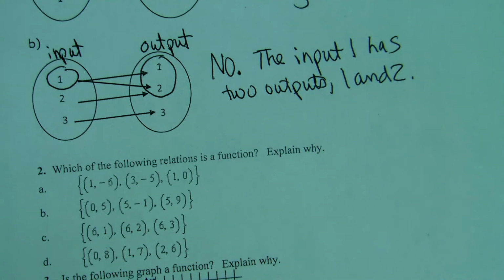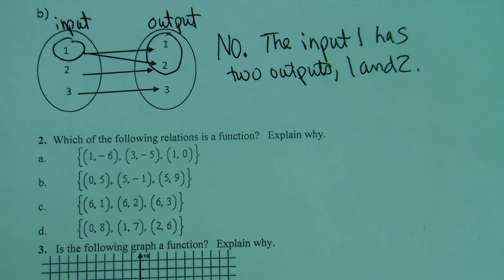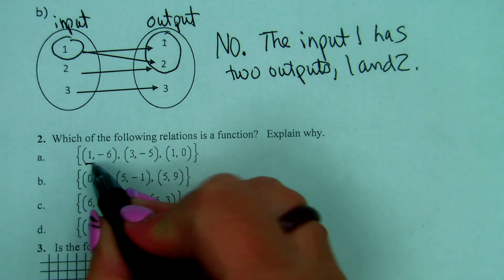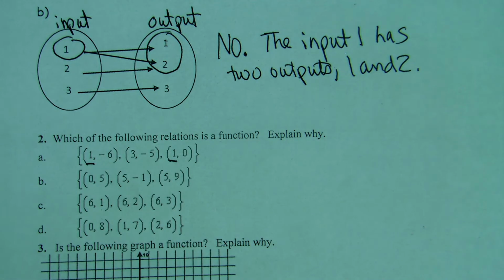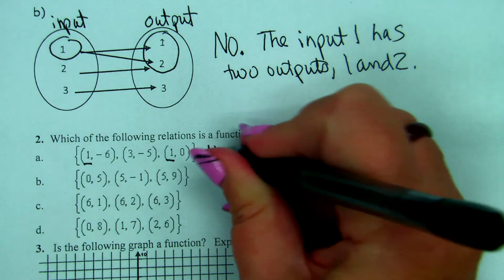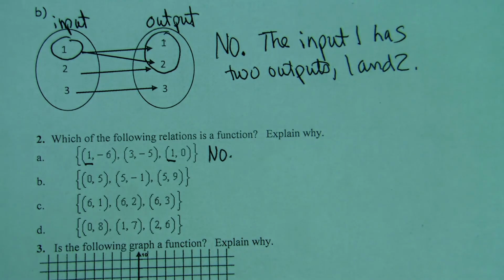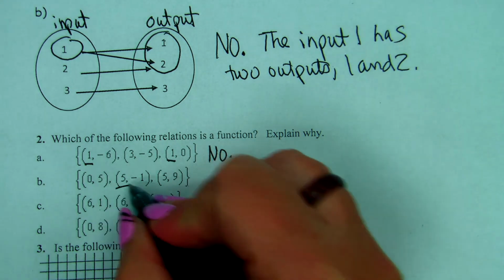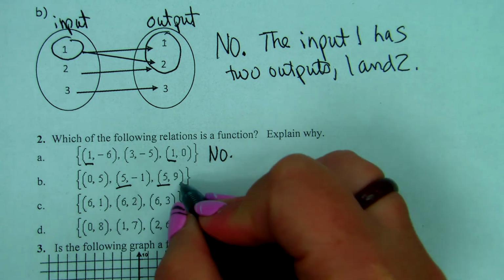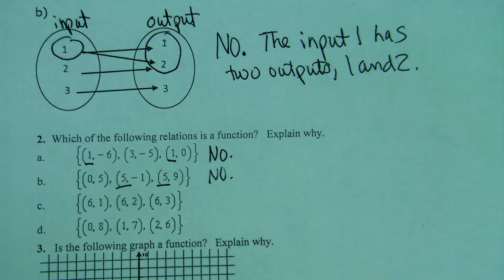Which of the following relations is a function? This time we're looking for the function. So is the first one a function? We have a 1 and a 1, which has a -6 and a 0. So this one's not a function. Is the next one, B, a function? We have 5 and 5 that goes to -1 and 9. So no, it's not a function.